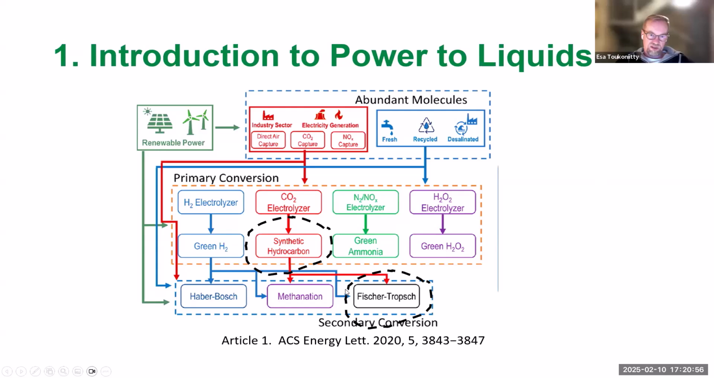I have one slide later on, but basically here in this picture that we had in the first class, the liquid fuels emerge in this carbon dioxide electrolyzer to synthetic hydrocarbons. So here is a possibility to make liquid products. The second is this Fischer-Tropsch secondary conversion. If we produce carbon monoxide and hydrogen, we can use the Fischer-Tropsch chemistry to make liquid hydrocarbon products.